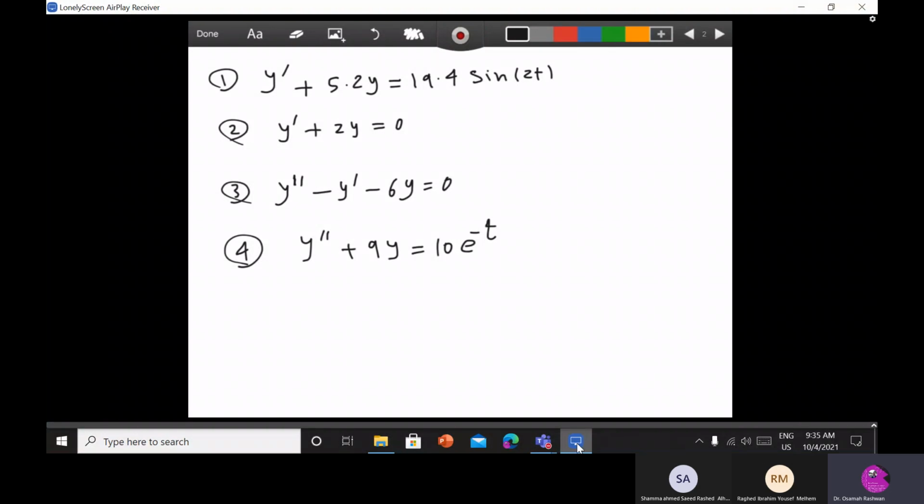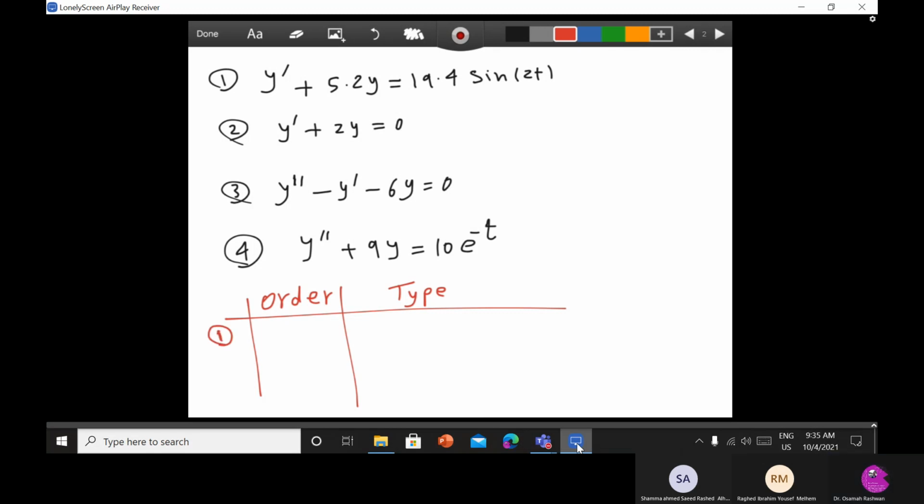Can you tell me what is the degree, what is the order of each differential equation? The order, the type, okay, homogeneous, non-homogeneous, separable, something like this. Number one. What is the order of number one?